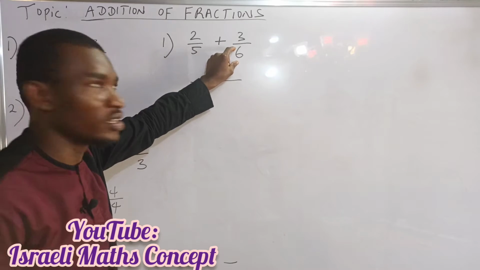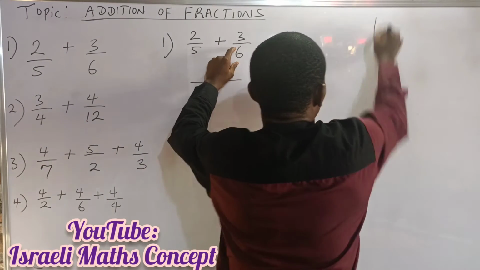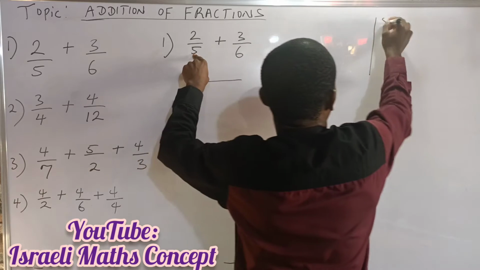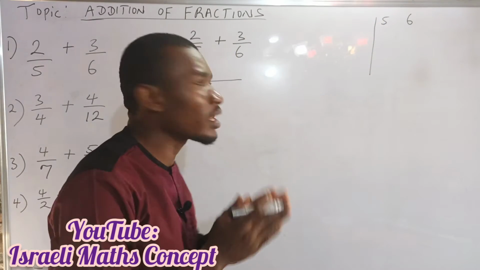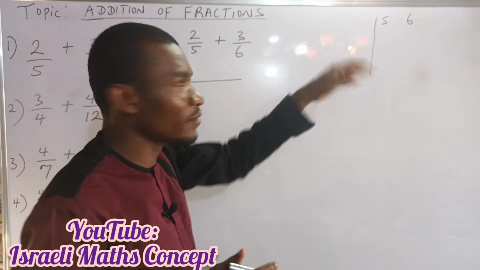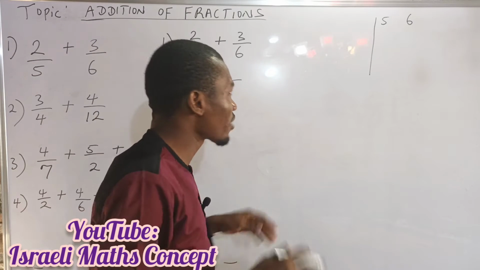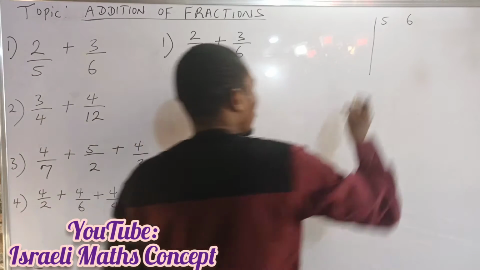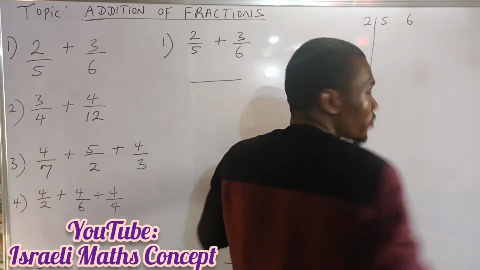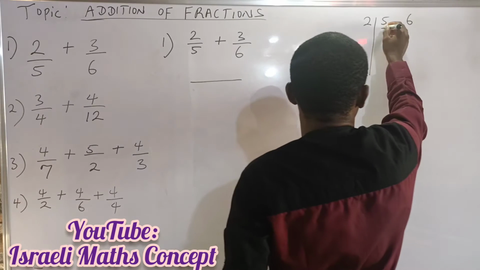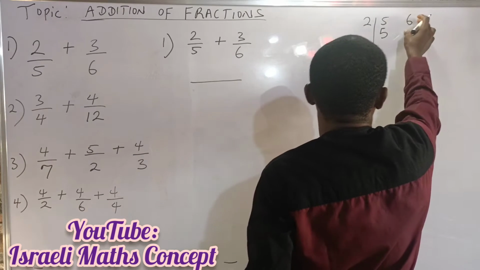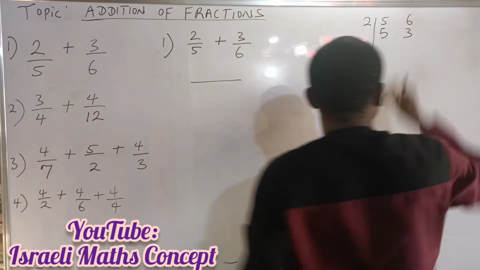How do we find it? Draw a long line, put your 5, and as well put your 6. And then we look for the smaller factor that can divide either 5 or 6 without remainder. Of course, the smaller factor is 2. But obviously, 2 cannot divide 5 without remainder. Hence, we bring down 5. And 2 divides 6, of course, we have 3.